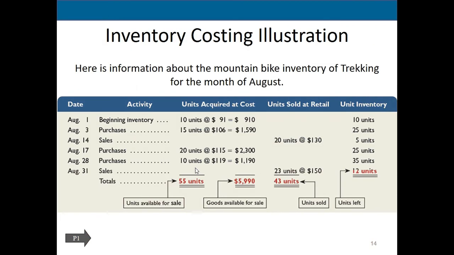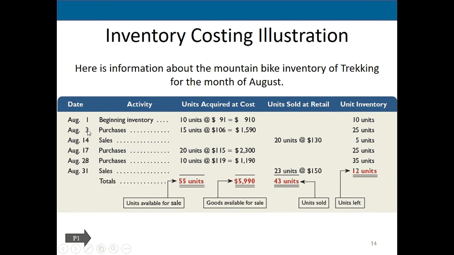So here's an inventory costing illustration. This is where we're going to bring it home, and this is where you'll probably start to understand it. This is information about the mountain bike inventory of Trekking for the month of August. So here on August 1, we started with some inventory on hand. It means that this isn't our first month of business, not our first rodeo. We've been doing this for a while. But at August 1, I have 10 units in my inventory, and they cost me $91 a unit. Therefore, my total value of the inventory on August 1 is $910.